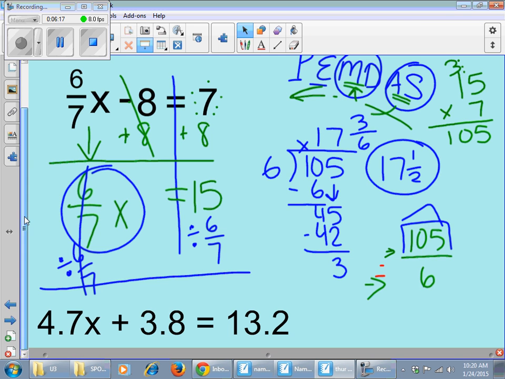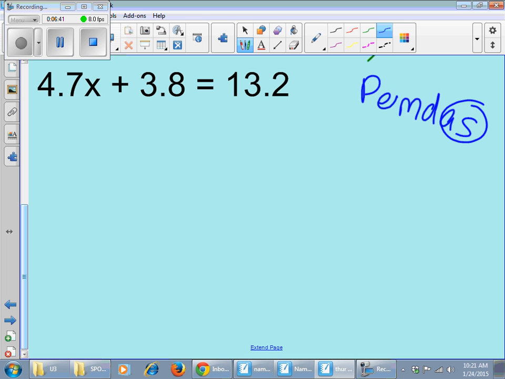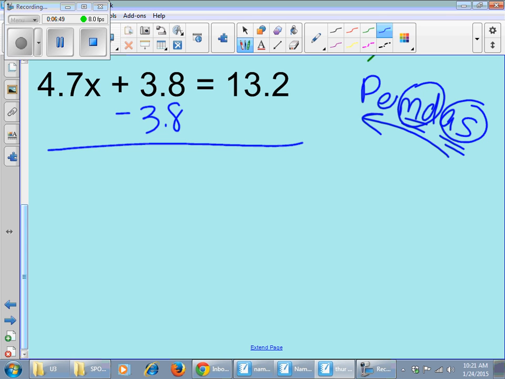Now let's take a look at a two-step equation that does not involve fractions. So this one's involving decimals. Again, I have multiplication here, 4 and 7/10 times x, or 4.7x. I have addition here, plus 3.8. I'm going to cancel out each one of those, but I need to work in the opposite order of PEMDAS. So I'll cancel addition and subtraction before multiplication and division. So I will subtract 3.8 on both sides of this mirror.